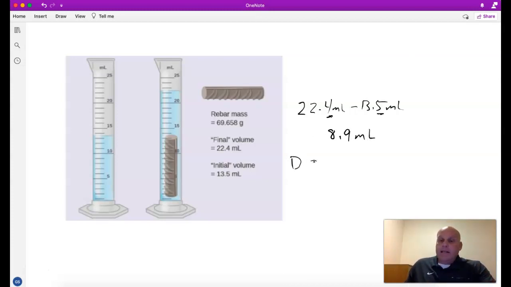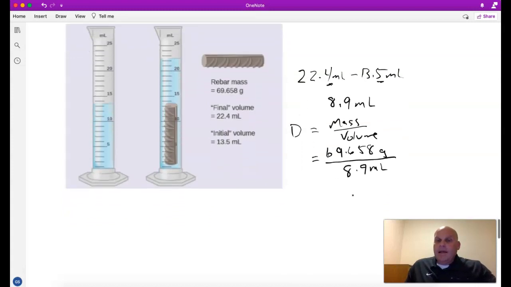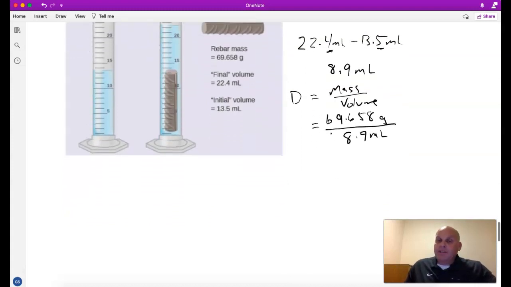Well, now density equals mass divided by volume. I would plug the mass of my metal in on top, the volume of the metal that I just calculated on the bottom, and divide those two values. Now I'm using division, so it's the least amount of significant figures, which is 2. The mass has 5 sig figs, the volume only has 2, and I would get a final answer of 7.8 grams per milliliter.